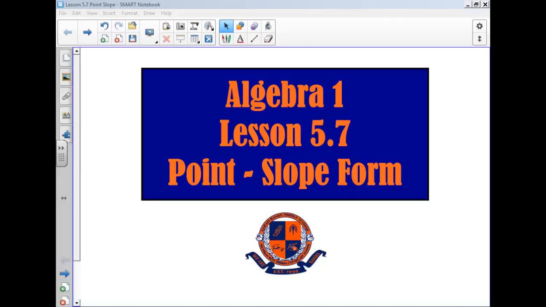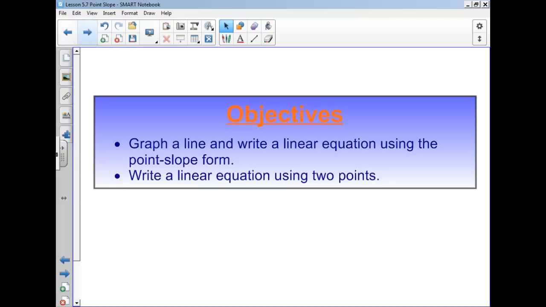Hello, and let's take a look at Algebra 1, Lesson 5.7, which is going to be on point slope form. Our objectives for today's lesson will be to graph a line and write a linear equation using the point slope form. We will also get into writing a linear equation using 2 points.